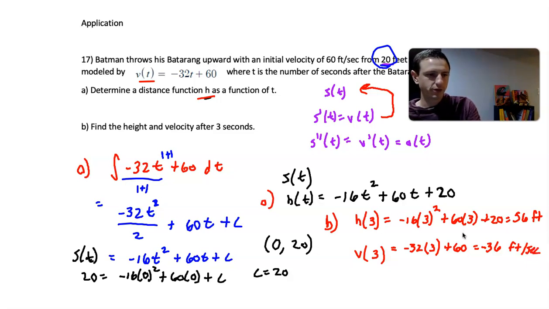We always want to make sure you can understand the interpretation of this information, especially with these applications. After 3 seconds, it's at a height of 56 feet. The velocity is negative 36 feet per second. What does that negative mean? Since it's negative, that means it's going in the downward direction. If we were to look at a graph here, the object has gone up, it's gone down, and after 3 seconds, it's on this downfall. So it's at 56 feet, and it's traveling down. So just make sure you understand the actual interpretation of these applications.